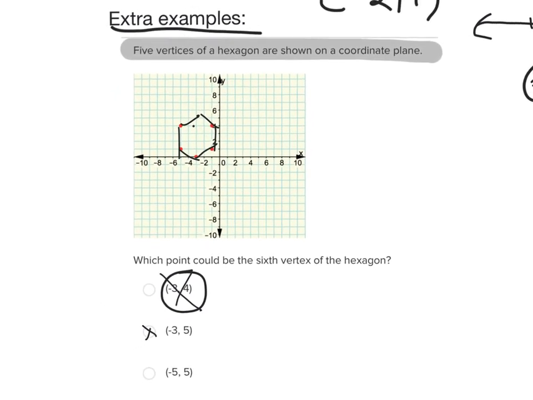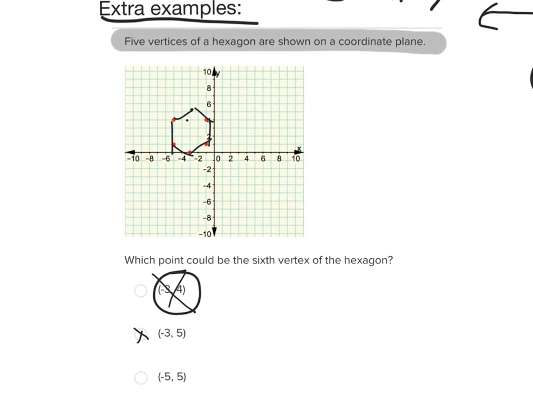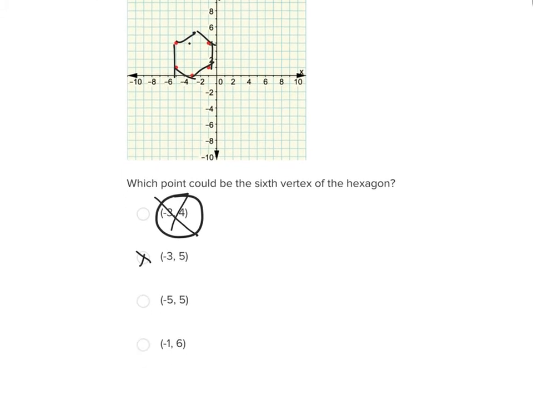Is this the kind of question that has more than one answer? I don't think so. It said which point. I think there's only one answer. I'm going to check to make sure the other ones don't work. (-5, 5) would be in line with the first points. That would not work because you would line up with those 2 vertices there. What else do we have? So that one's out. (-1, 6) is going to line up with some other ones. You would end up here. You'd end up lining up with two other points. That would not make a hexagon. The only one that actually works is (-3, 5). All right.